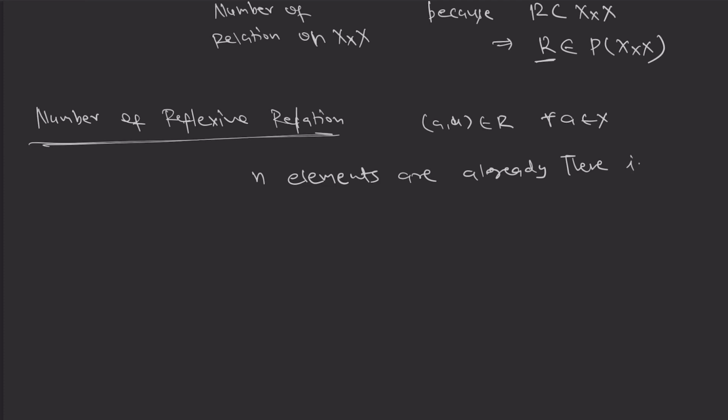In R. Now how many elements are left in X cross X? X cross X contains n square elements, and n of them are already there in R. So how many elements are there? N square minus n elements are there.